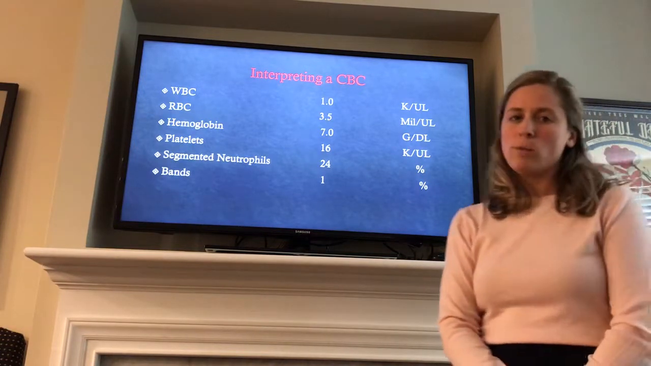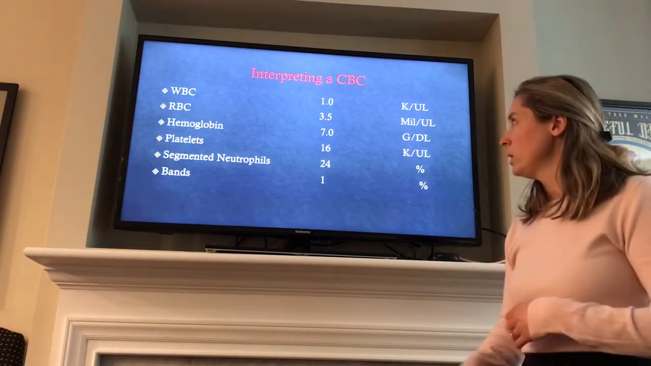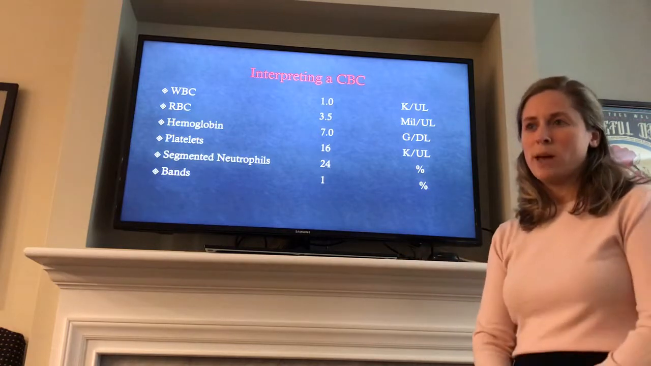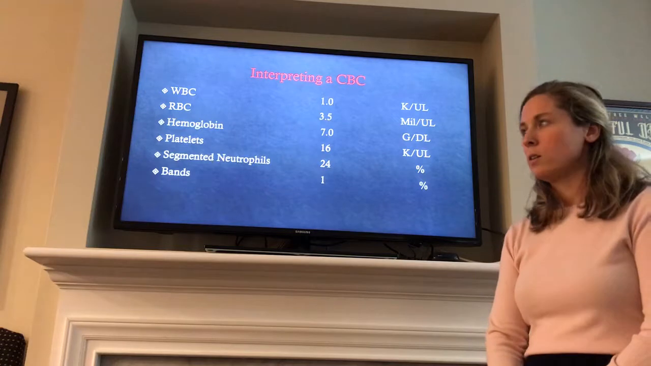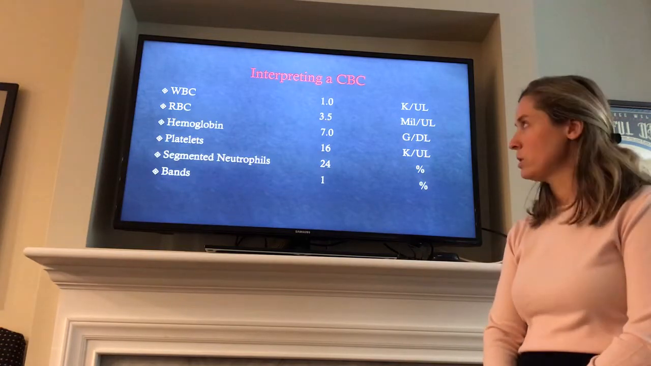Next, we have the hemoglobin. So the hemoglobin here is 7. We talked about that. That's pretty much the parameter with which we transfuse a lot of these patients. So this patient will probably get a blood transfusion for that hemoglobin.